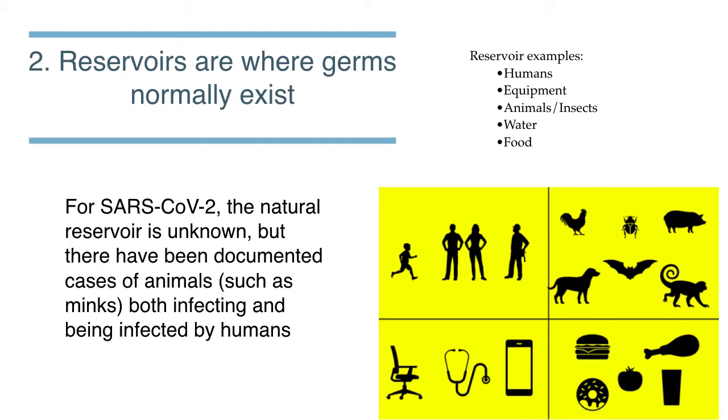So for SARS-CoV-2, the natural reservoir is still unknown, but there have been documented cases of animals, such as minks, that have been both infected by and infected humans with COVID-19. So we know that there are certainly crossovers happening, which is not a good thing. We do not want to see that. We don't want to see animals, even pets, being infected, because a virus going into an animal and then back into a human can increase the chances of mutation and increase the chances of variants. So we don't want to see that.